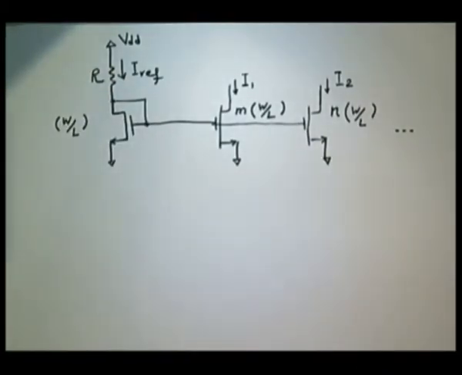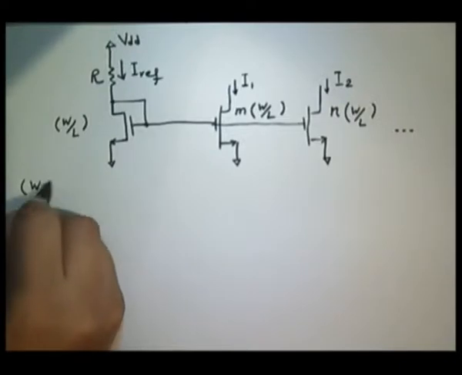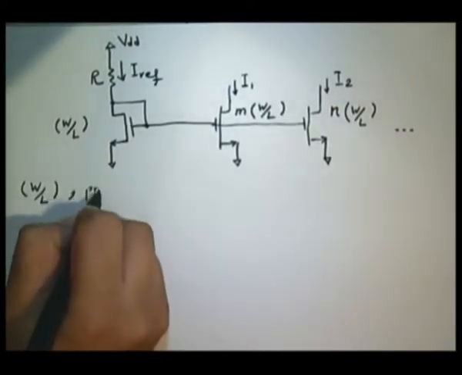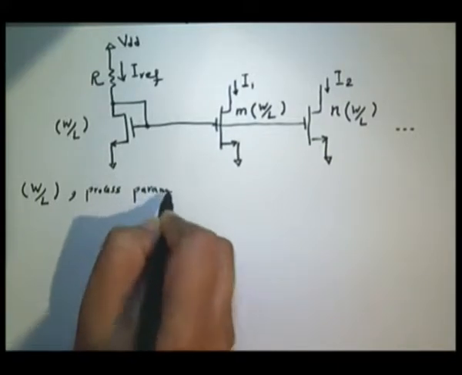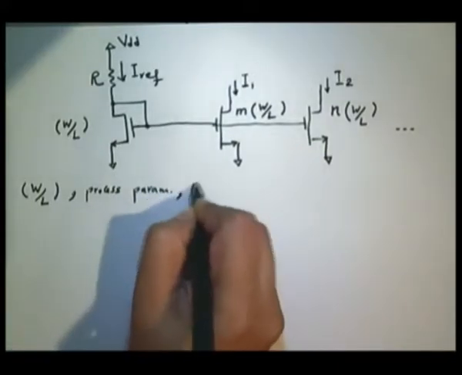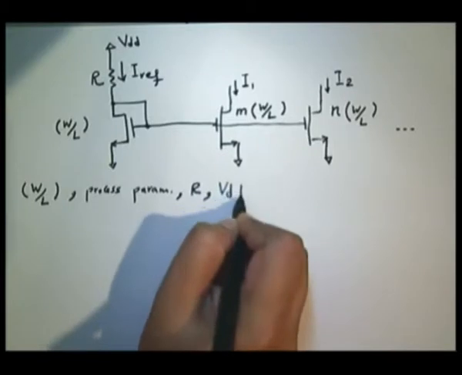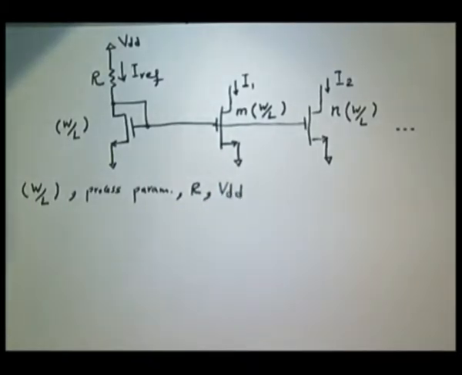So the parameters I talked about are W upon L, process parameters, R and VDD. So here all of them contribute and determine value of the current. If any one of them changes, the value of current will change.